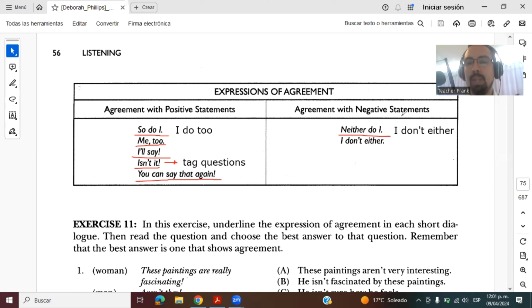In agreements with negative, like I just mentioned, we have just neither do I and I don't either, okay? Well, actually, it was right here, but I wrote it to explain it with so do I and I do too, because these are related topics in grammar. Okay, let's go then to exercise 11 over here.